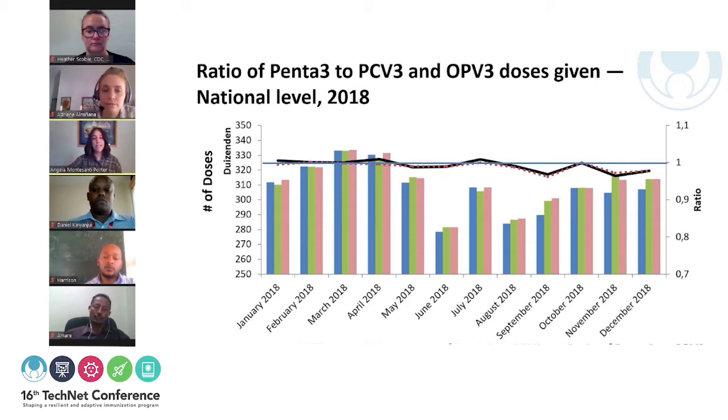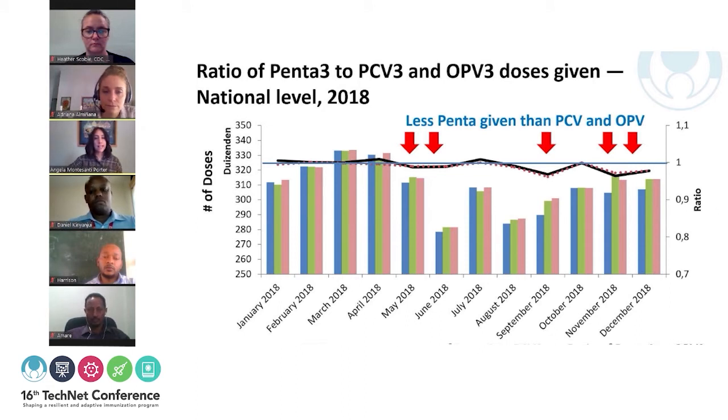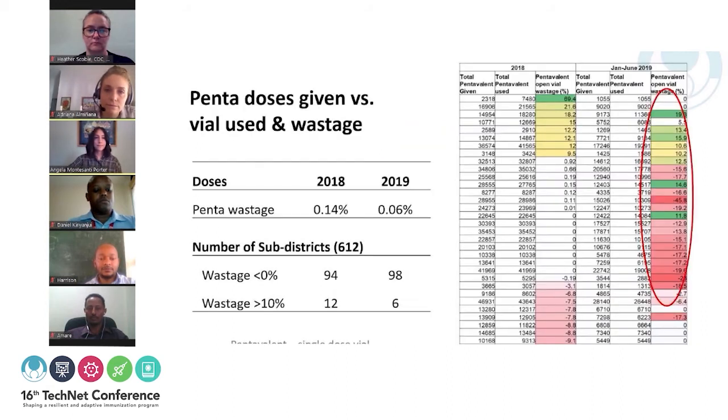Then you see the ratio of Penta3 to PCV3 in black line, the ratio of Penta3 to OPV3 in the pink dotted line. And you see here, those ratio lines go below the blue reference line a number of times, highlighted by the red arrows, indicating that less Penta was given than PCV and OPV on a number of occasions. After further investigation, the country concluded that this resulted from a number of data quality issues at the subnational level, as well as Penta stockouts occurring.